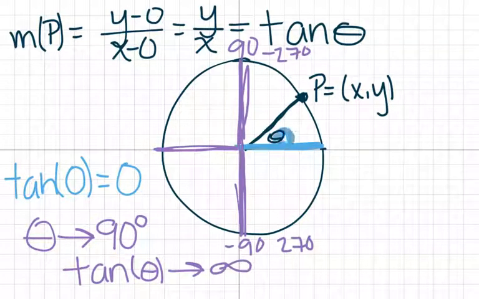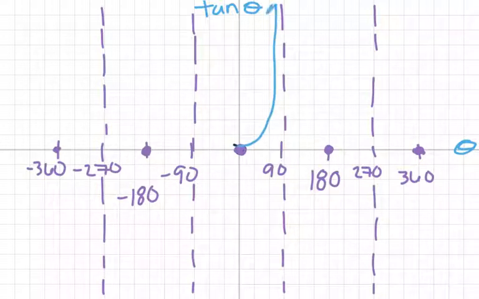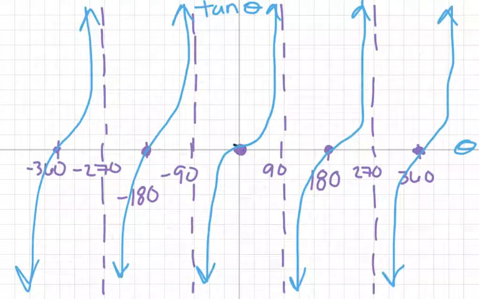And then one last look at our graph. As our angle goes from 0 to positive 90, our slope increases. And then as our angle goes from 0 to negative 90, our slope decreases, because down here we'll have a negative slope, and up here we'll have a positive slope. So that'll be reflected in our graph, just like this. So this is our graph of tangent.